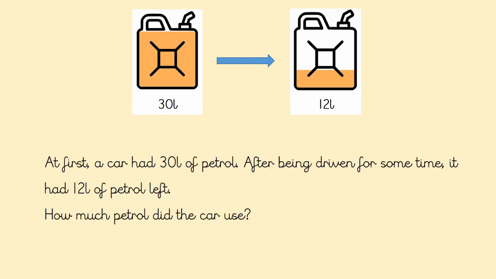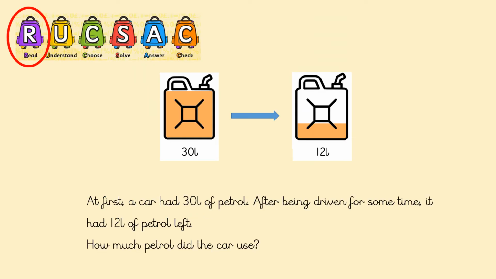Here's a different word problem for us to try. At first, a car had 30 litres of petrol. After being driven for some time, it had 12 litres of petrol left. How much petrol did the car use? Again, we're going to use our rucksack method here. Now, I've already read the question once. For R for read this time, I would like you to pause the video here and read the question out loud to your partner.